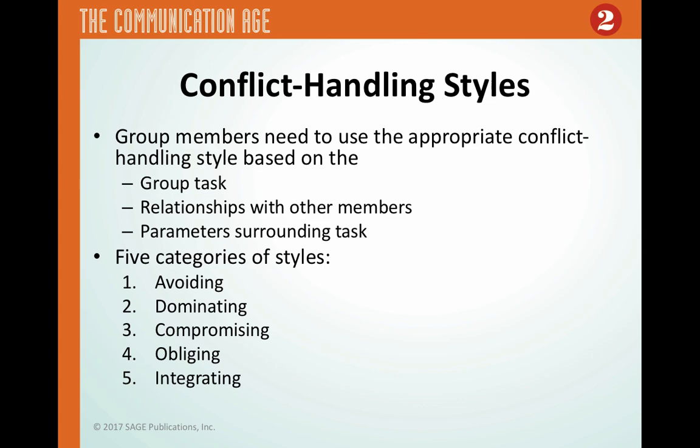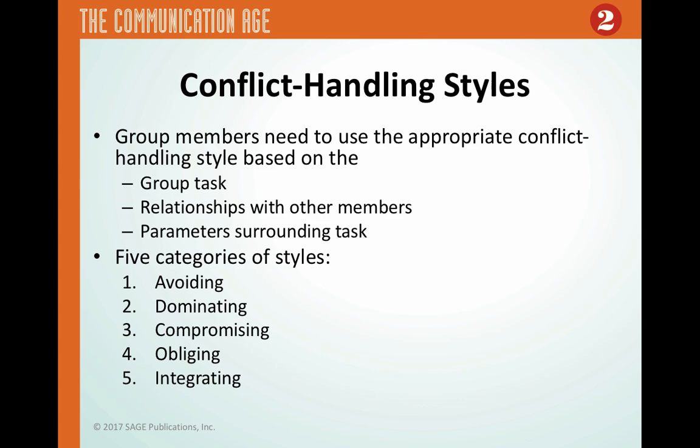Group members basically need to use the appropriate conflict handling styles based on what the task is, what the relationships are with other members, and what the parameters surrounding the tasks are. So these are the things we need to always be considering when there's a conflict that arises. What's the task at hand? What are the relationships people have within this group? Do they get along? Do they not get along? Or is one a boss? Is one a subordinate? Whatever. And then what are the parameters surrounding the task? What are the rules and guidelines? And what's the scope of this task at hand?